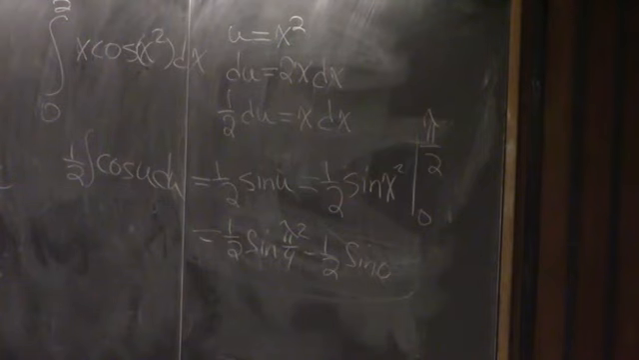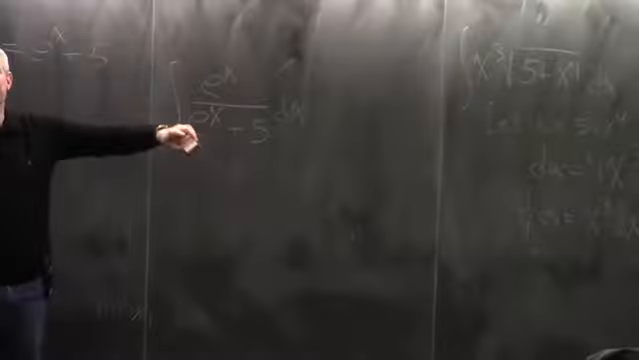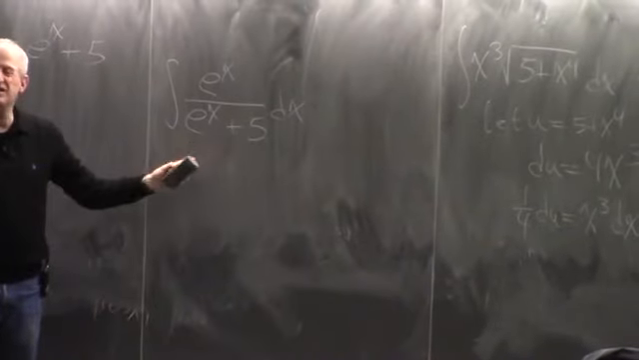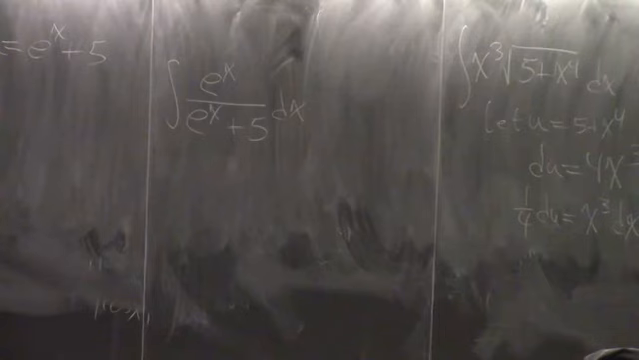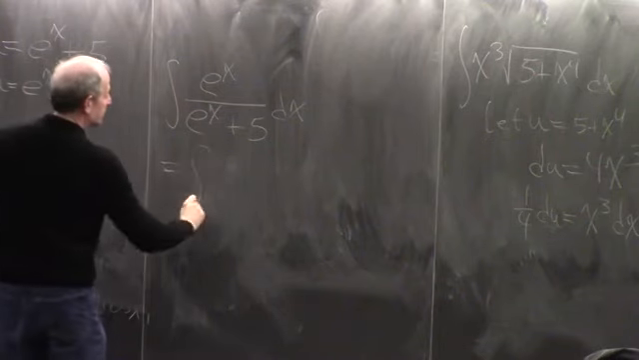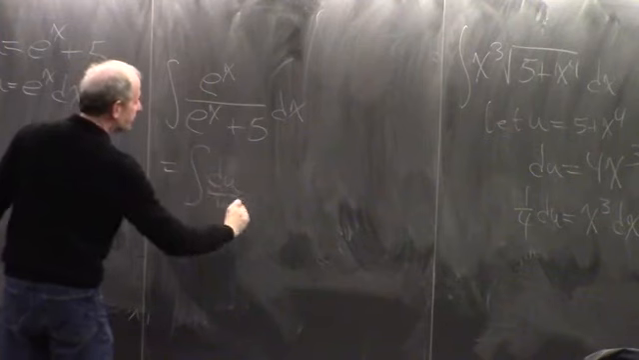Yeah. Alright, let's do this one. I could let u equal e to the x plus 5. Why would I let u equal the denominator? Well, if I let u equal the numerator, du is going to end up down here. I'd have like 5 plus du. I have no idea what to do with it. So if I let u equal e to the x plus 5, then du is e to the x dx, and this just becomes du over u.